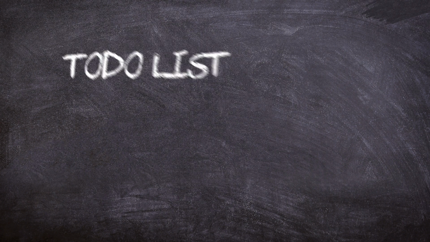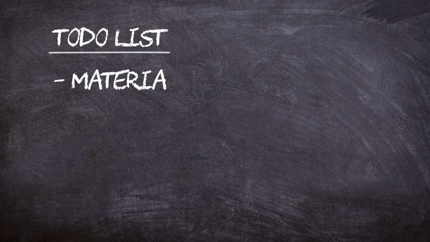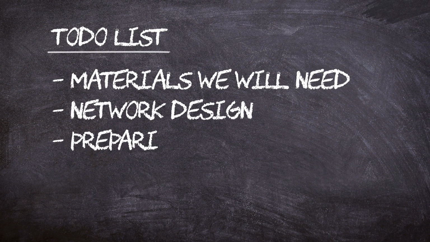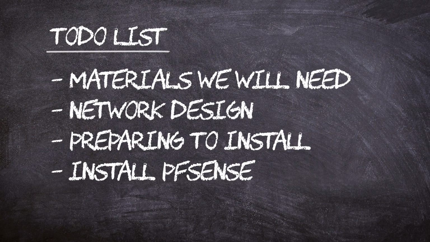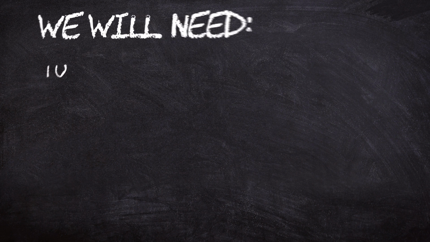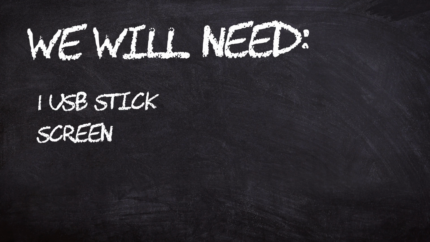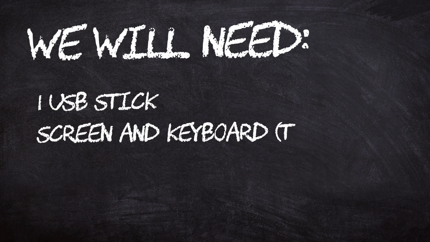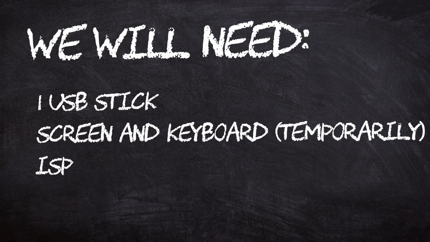I know it might sound a little bit daunting at first, but I'll be helping you every step of the way. We'll start by checking the materials that we're gonna need, then we're gonna be designing the network, preparing everything, and finally, we'll be installing and configuring pfSense. So, for this project, we're gonna need one USB stick, a screen and a keyboard, but just for the initial pfSense setup, so don't worry, we're not gonna need it to be plugged in constantly.